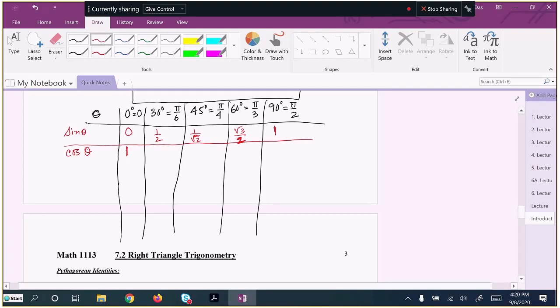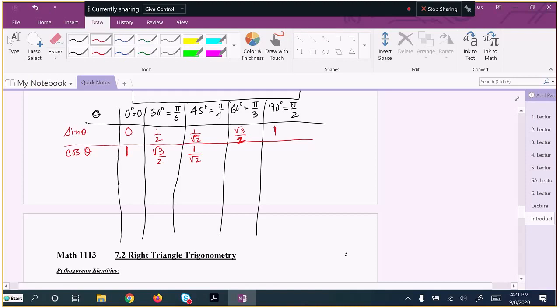Now I want to know cosine of 30 degree. Well, what is the co-angle of 30 degree? It is 60 degree. So cosine of 30 degree must be equal to sine of 60 degree because they are co-angles of each other. So I will go ahead and say that this is square root of 3 over 2. 45 degree is co-angle to itself. So sine of 45 degree and cosine of 45 degree will be the same.